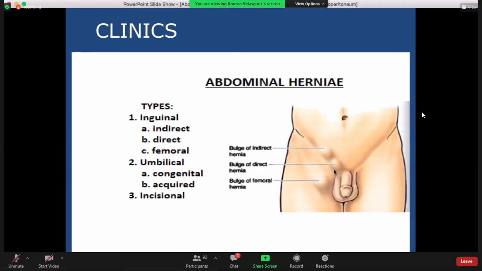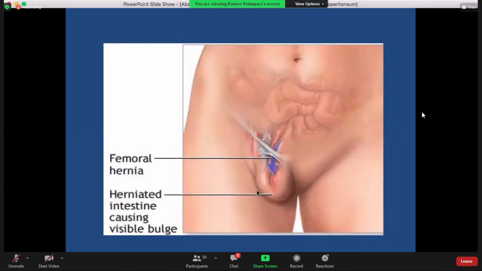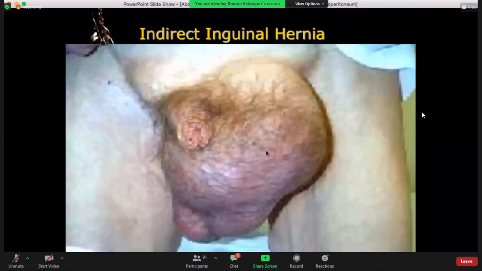But in practice, this is what you will see. You also see in the female a femoral hernia. Take note of the location. This is an indirect inguinal hernia as proven during surgery, but in the clinics, you cannot say whether this is direct or indirect, because the anatomy is very much distorted with a very large scrotum containing intestines.